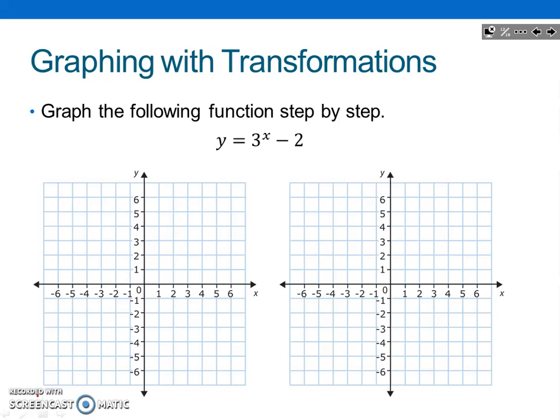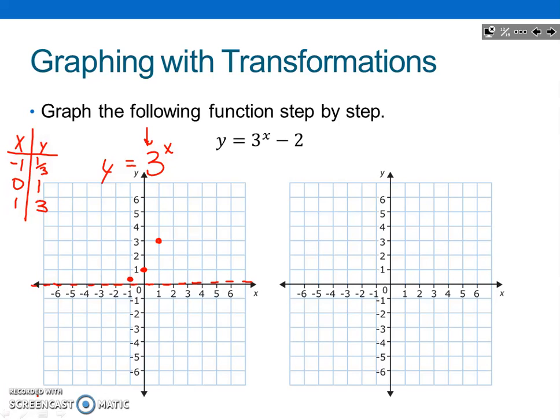Okay, so starting out, what's my parent function? What's y equals 3 to the x power? Let's draw our table. X, y, negative 1, 0, and 1. Okay, 0 always goes with 1. 1 goes with our base, which in this case would be a 3. Negative 1 goes with the reciprocal. That's going to be 1/3. Okay, so I'm going to graph those points there. Negative 1, 1/3, 0, 1, 1, 3. Do not forget your asymptote.